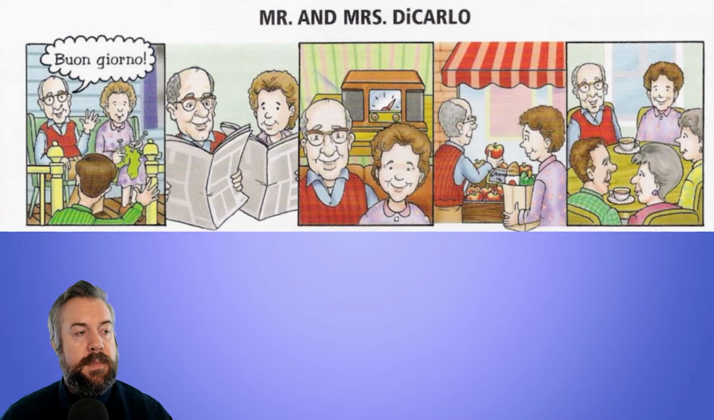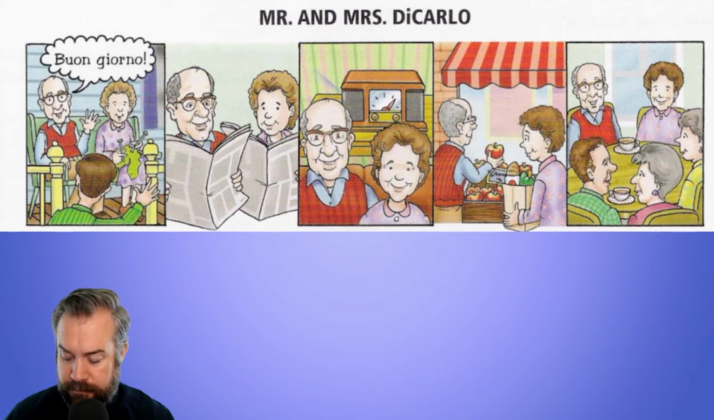Page 83 is a reading activity. It tells you the story of Mr. and Mrs. Dicarlo and their son Joe Dicarlo. Mr. and Mrs. Dicarlo. So at first, it shows you the pictures.